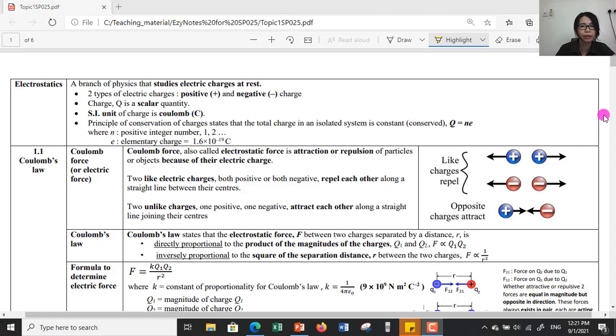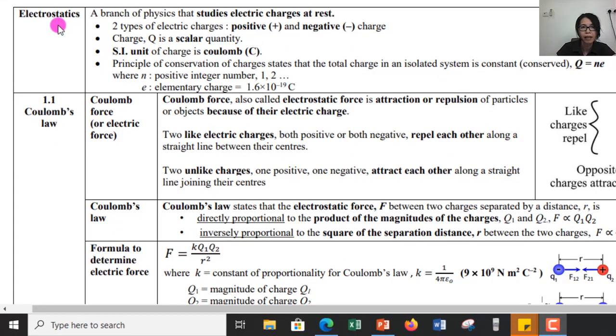Hello boys and girls, in this video we are going to talk about 1.1 Coulomb's law. For topic 1 we have electrostatics. What is meant by electrostatics? Electrostatics is a branch of physics that studies electric charge at rest. In this topic we are going to focus on the charges that remain stationary or at rest.